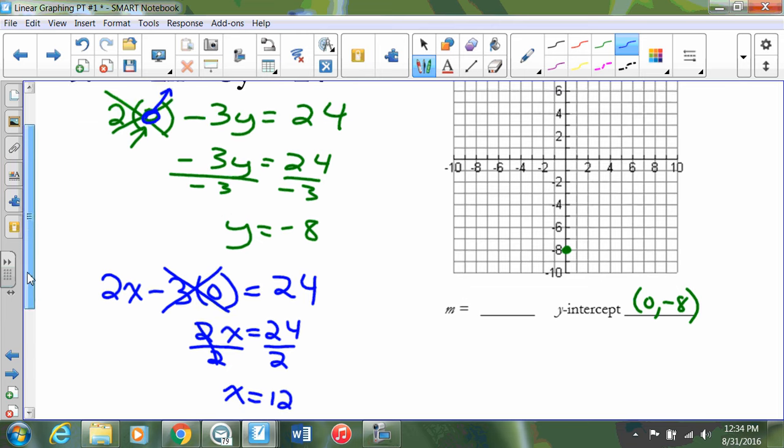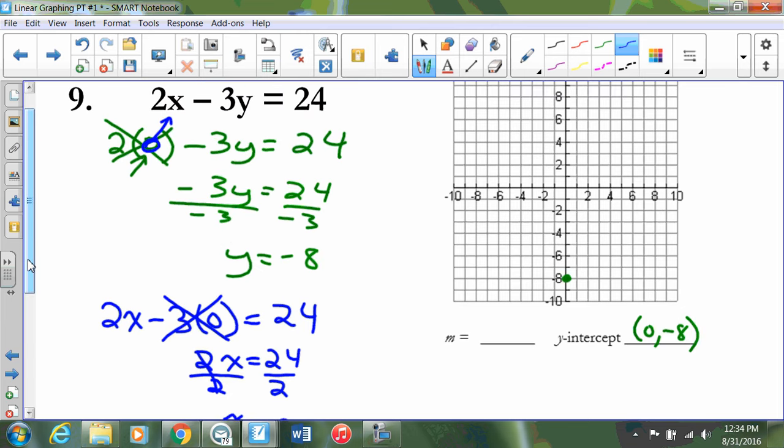Whoops, once again, we're going to have to extend this graph. If x equals 12, here's the x-axis, and I only have up to 10, I'm going to extend it 11, 12, and there's my x-intercept. So then we're going to connect these two dots. I know this asks for the slope and the x-intercept. This should say, I'm sorry, the slope and the y-intercept. This should say x-intercept, and that's going to be 12, 0.